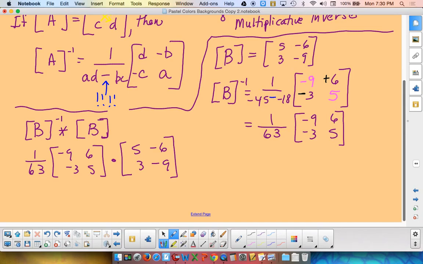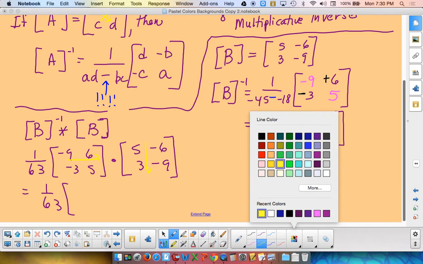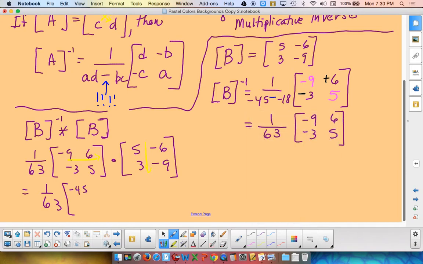And so if I do that, I am simply going to multiply, as always, rows times columns. And so here we go. First number times first number, I'm going to have -45. Second number times second number is a +18. Excuse me, did I copy that right? Because that's not going to come out right.